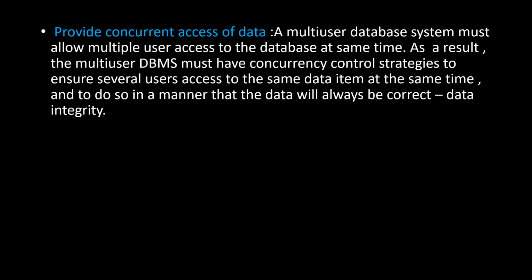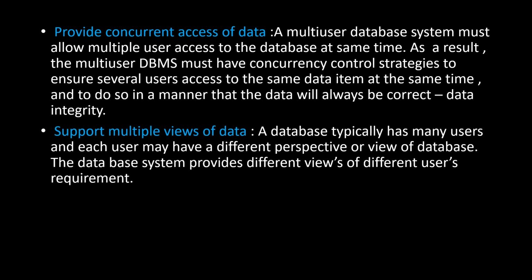The third one is providing concurrent access to the data. Here, the data can be used by multiple users. So we have to provide the database at the same time for multiple users. As a result, the multiple user DBMS must have concurrent control strategies, to ensure that several users access the same data item at the same time, and to do so in a manner that the data will always be correct and have integrity.